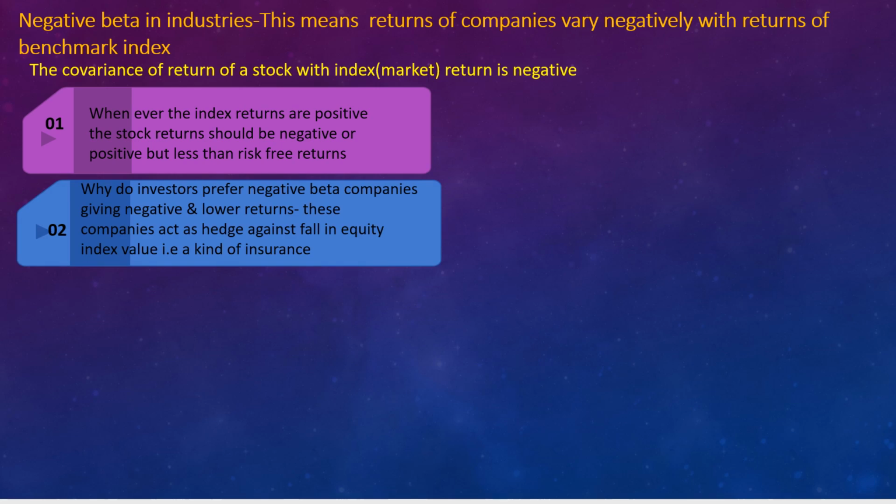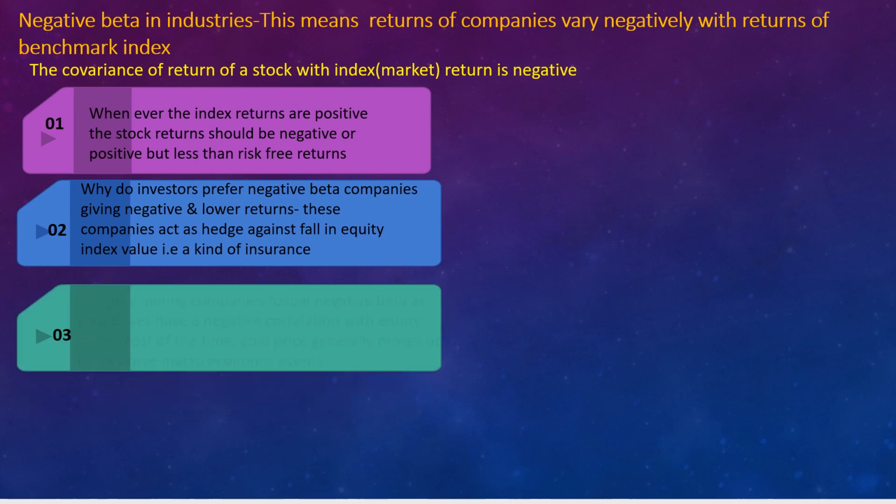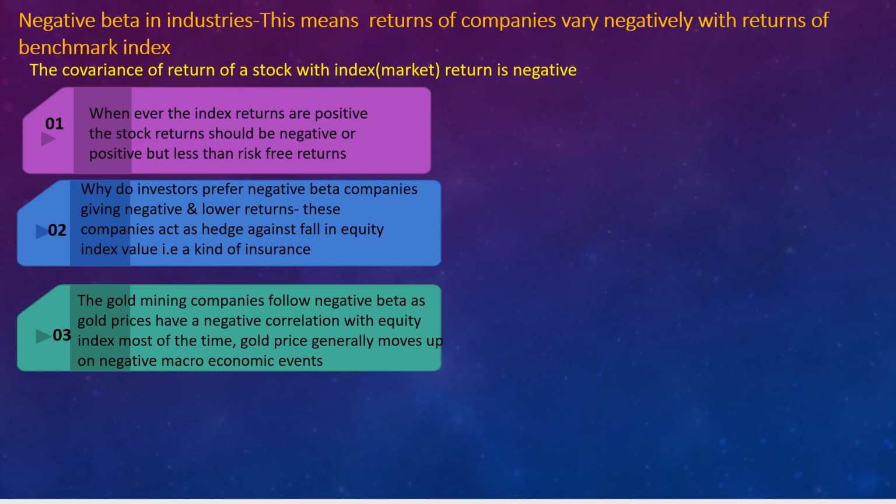Why do investors prefer negative beta companies giving negative and lower returns? These companies act as hedge against fall in equity index value. That is the kind of insurance. The gold mining companies follow negative betas as gold prices have a negative correlation with equity index most of the time. Gold price generally moves up on negative macroeconomic events.